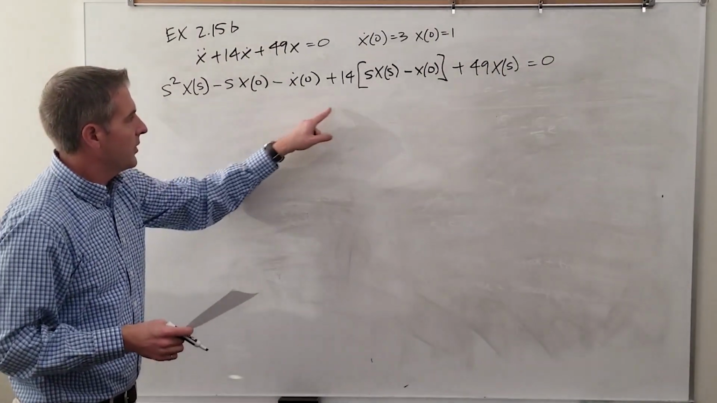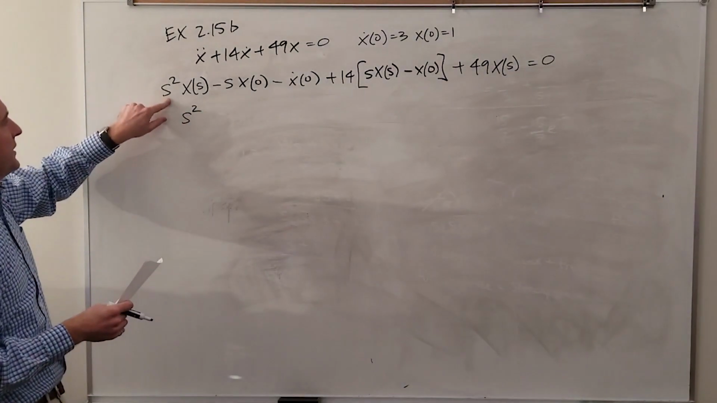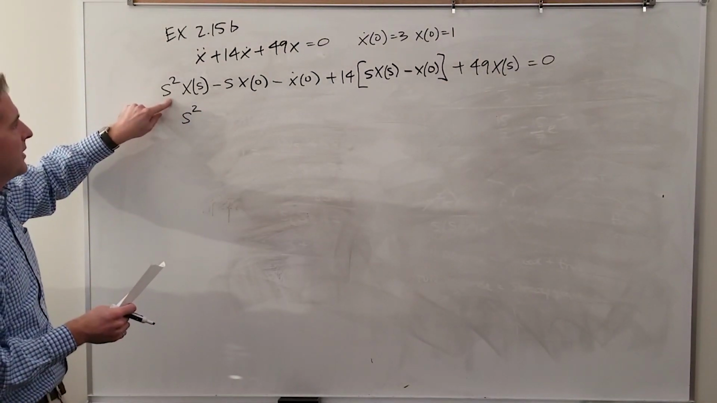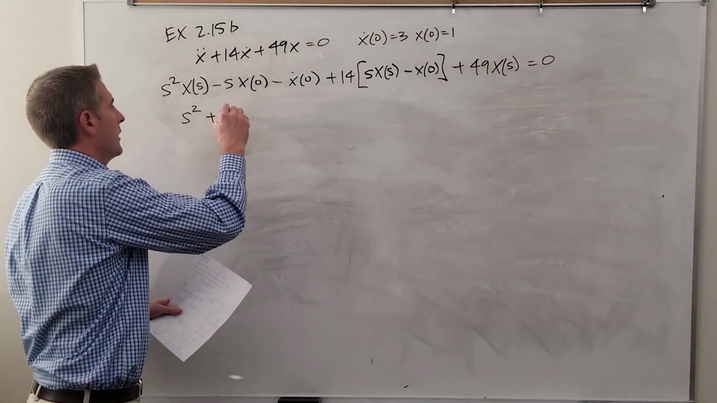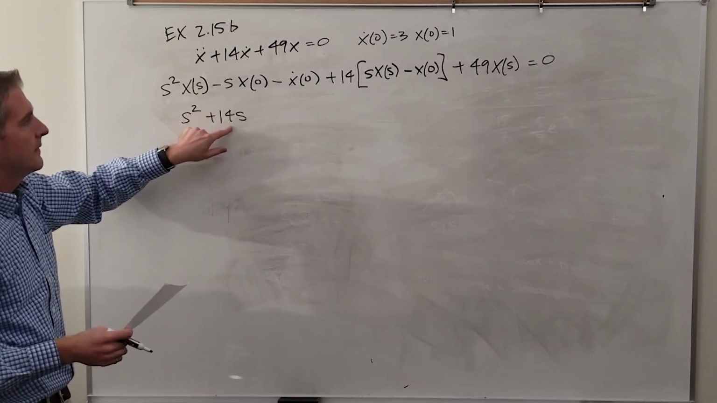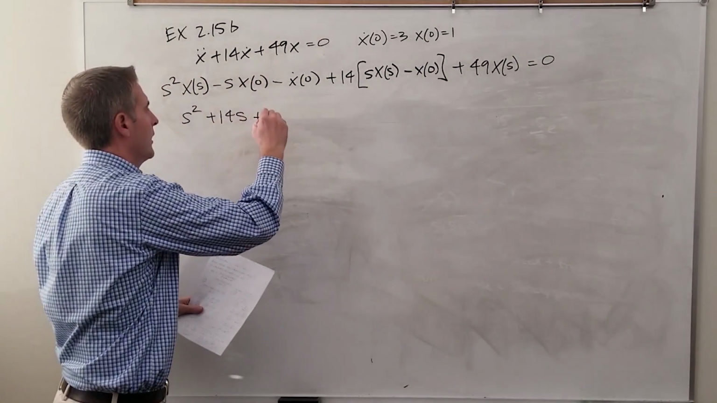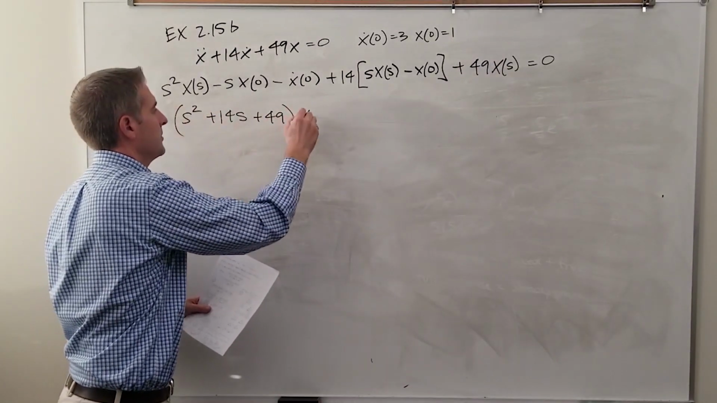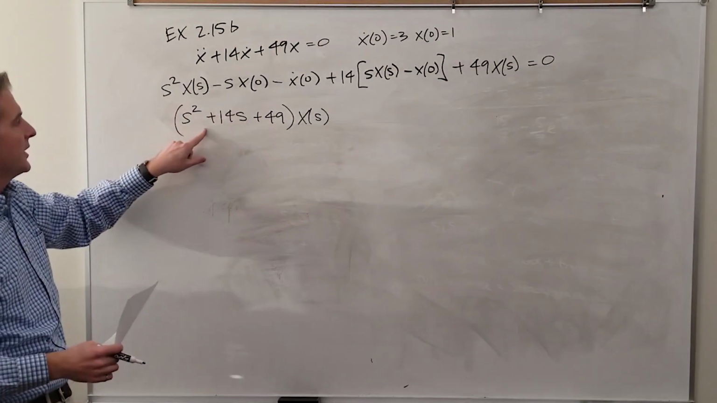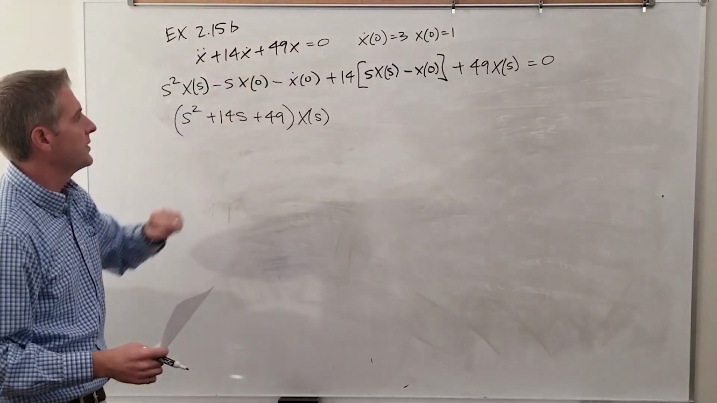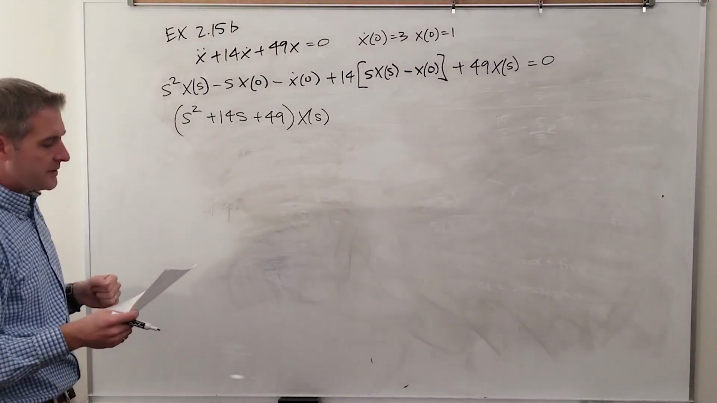All right, well, now I'm going to collect all the terms for X(s). So s squared is right here. There's 14s right here. And then there's a 49 at the end, all times X(s), when I factor out the X(s). You should notice that this is interestingly very similar to this particular set of coefficients right here. I'm going to bring everything over to the other side.